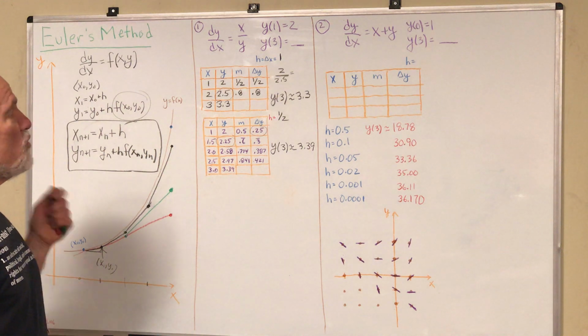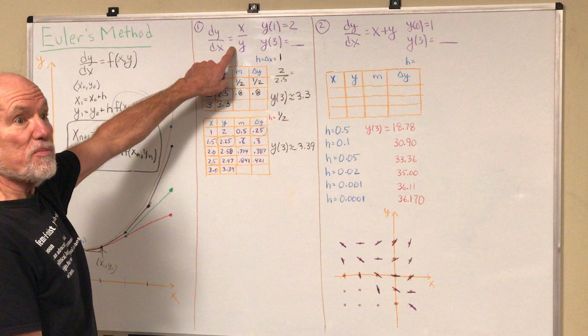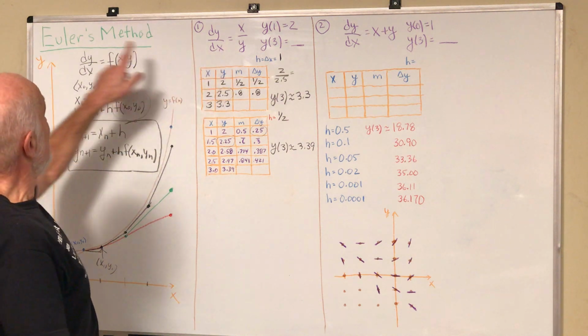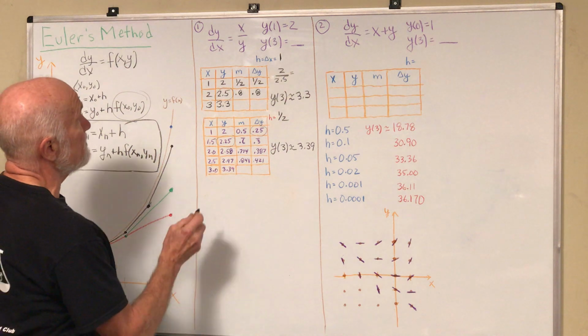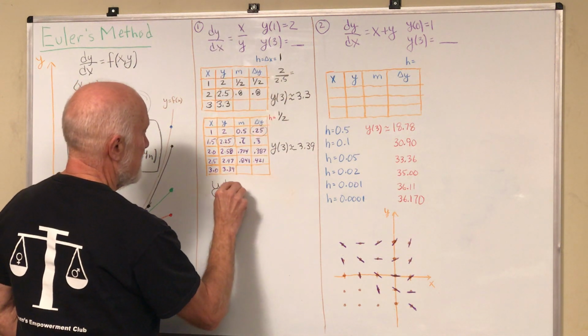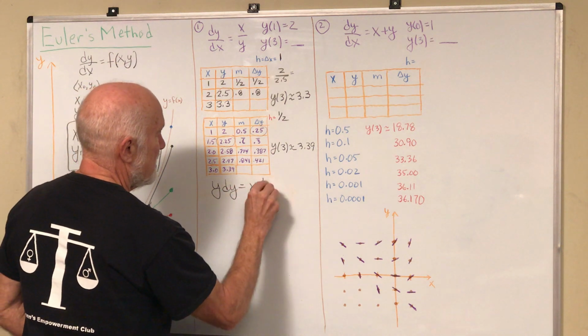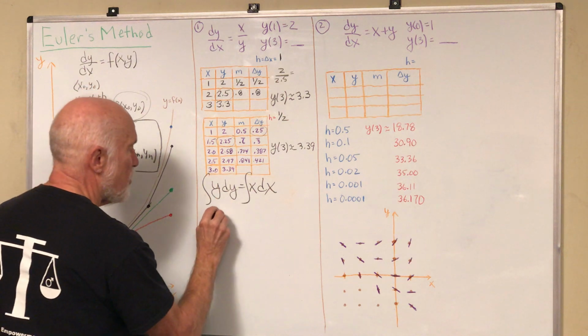Now this is one we wouldn't have had to approximate. We can solve this separable differential equation. dy dx is a function of x and y, but I can separate them. So if I cross multiply, I get that, and then I take the antiderivative of both sides.